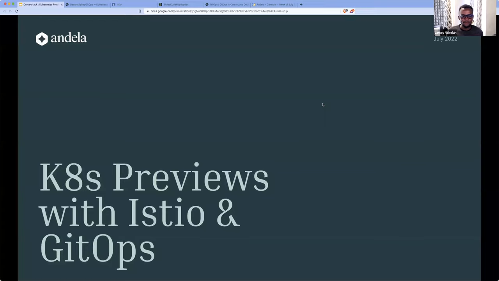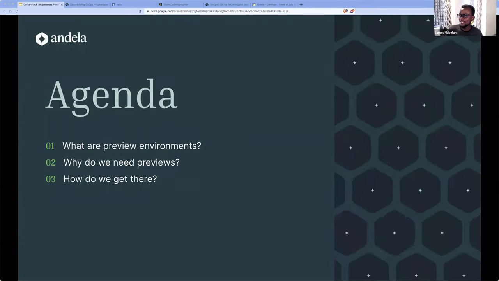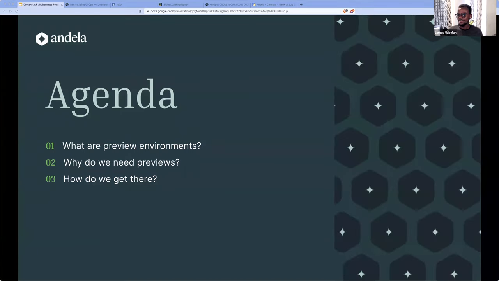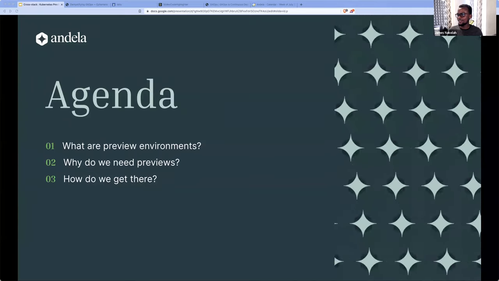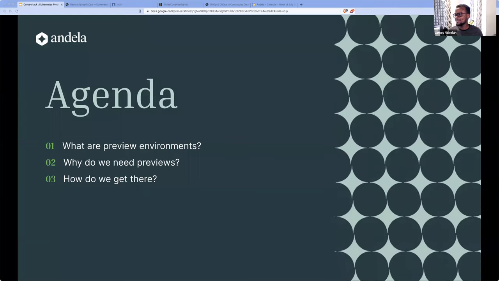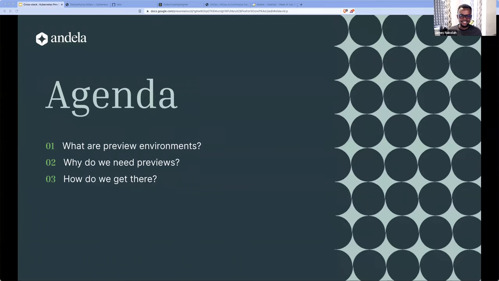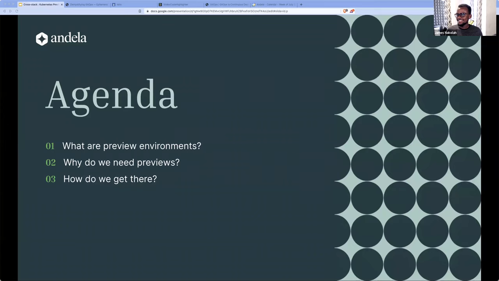In today's talk, we will be talking about exactly this. So what are preview environments? Why do we need previews? And how do we get there? So this is going to be quite a fast talk. So if you have questions, feel free to, is there a raise hand function? Not sure, but I'll pause from time to time to take questions. And without further ado, let's get started, guys.